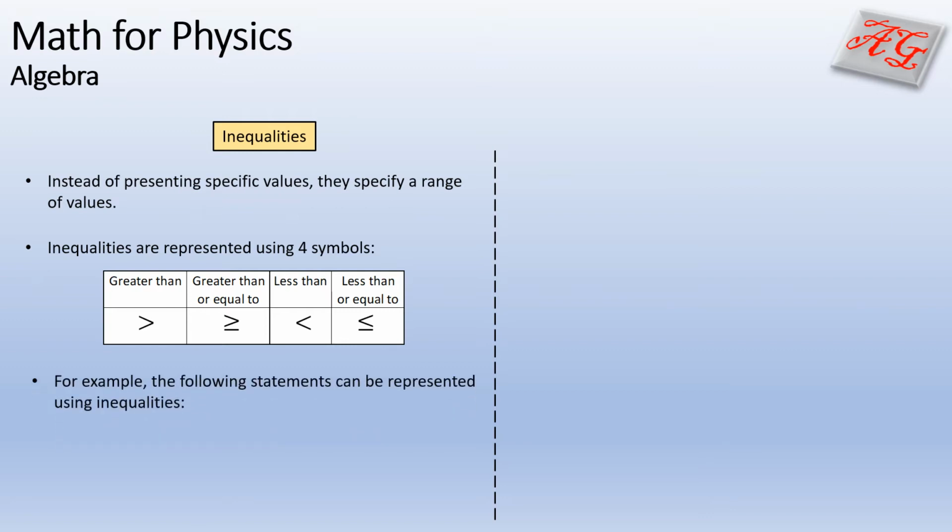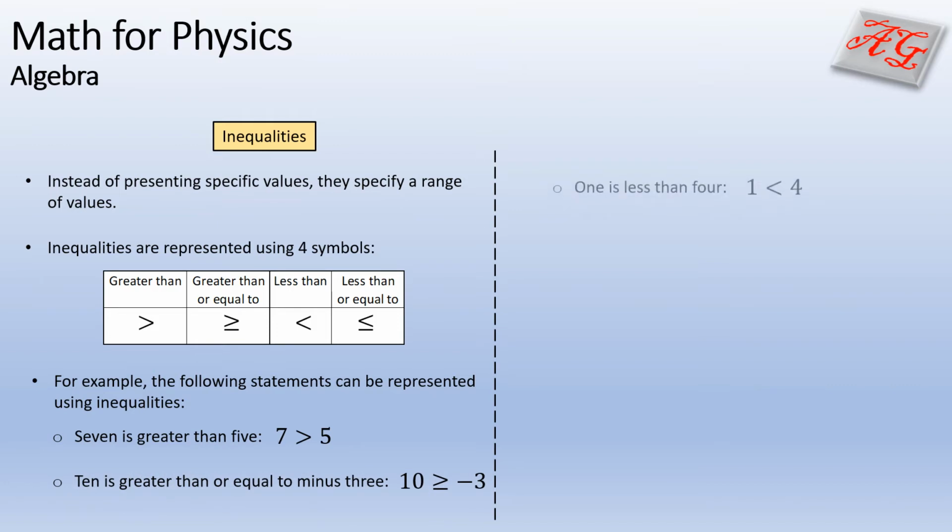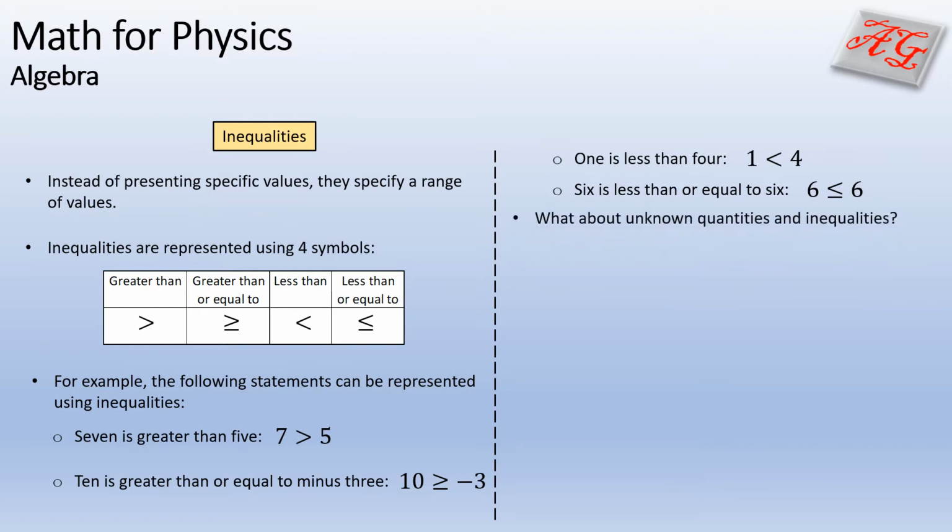Now, for example, we can represent statements with inequalities. So 7 is greater than 5, 10 is greater than or equal to -3, 1 is less than 4, 6 is less than or equal to 6. But now you say, well, what about using inequalities and unknown variables? And these inequalities do exist and do have meanings.